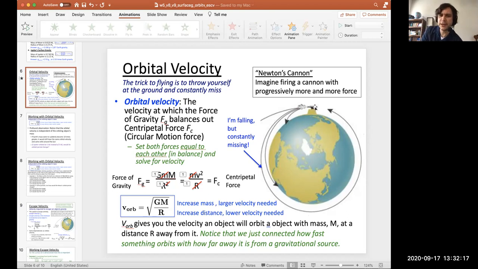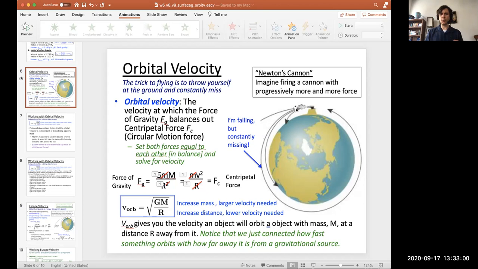So in this case, at just the right velocity, we fired the cannonball and it's falling towards the surface of the Earth, but it's forever missing. One could say that the secret to flying, or at least Douglas Adams said the secret to flying, is to throw yourself at the Earth and forever miss, which technically is the secret to orbiting. When you launch something at just the right velocity, it's falling such that it's just curving around and forever missing the Earth. You've essentially put something into orbit.